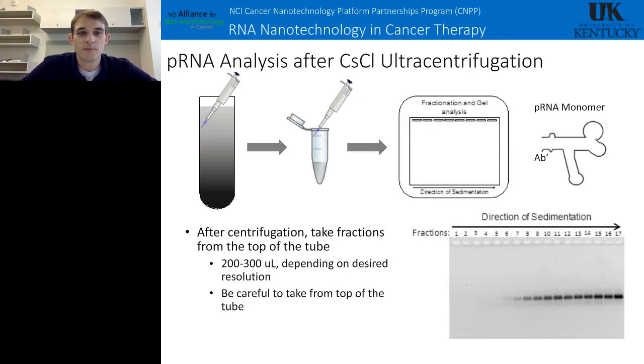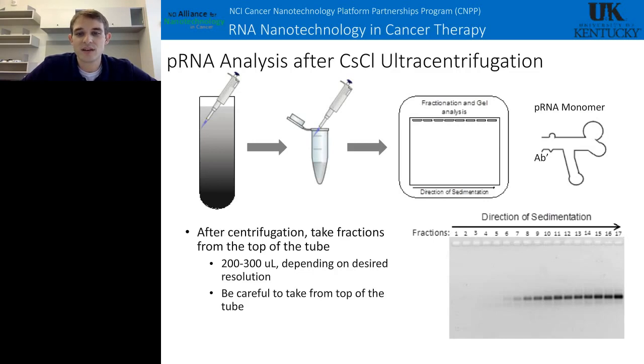So after you do your ultracentrifugation, you will take fractions. It depends on the resolution you want, 200 to 300 microliters is normally fine. And then you'll collect these fractions from the top, being careful to take it directly from the top so you can keep your resolution as high as possible. I have gel analysis shown here, so you can take a quick agarose gel, or you could try to do absorbance measurements. However, your nucleotides will also absorb. So it's best to do some type of gel analysis, here with ethidium bromide staining.